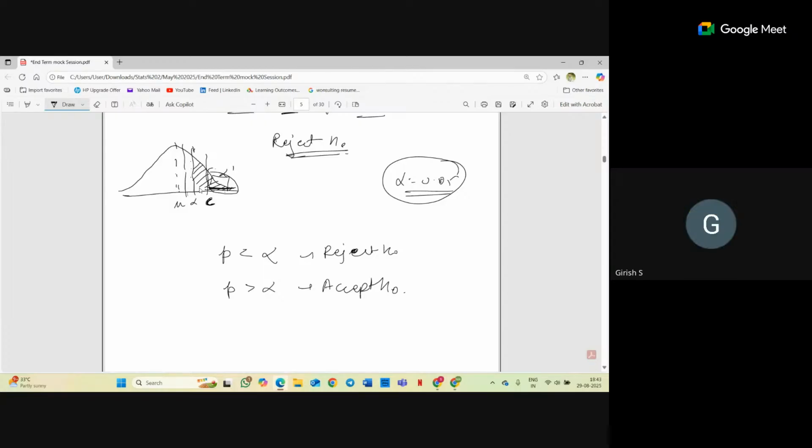Ma'am, actually this is a left tail test, right? So in case of a left tail test, if this value is going to be lesser than alpha, we'll accept, right?